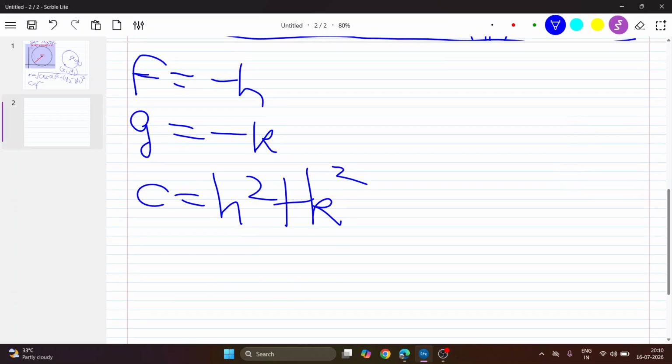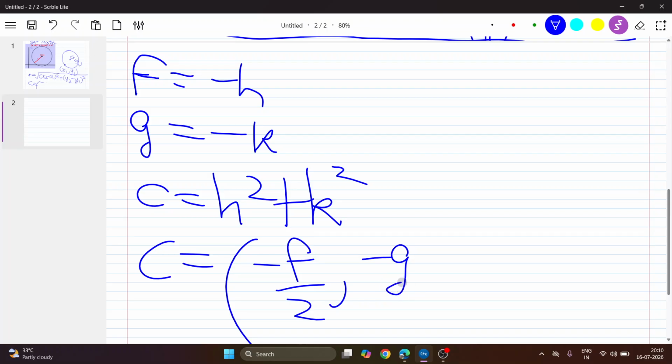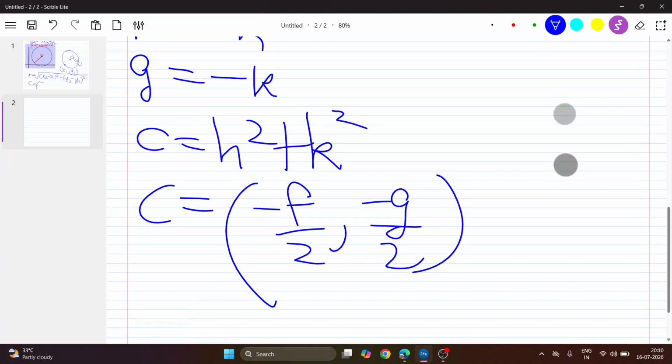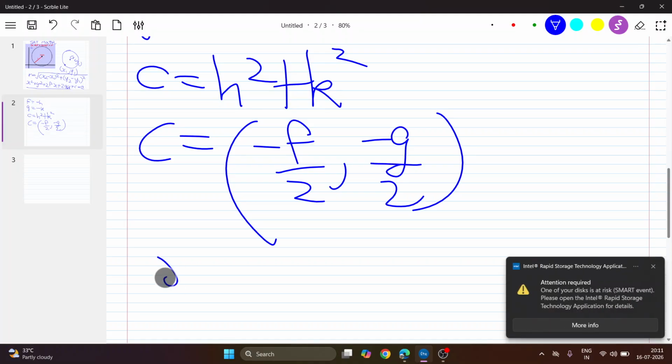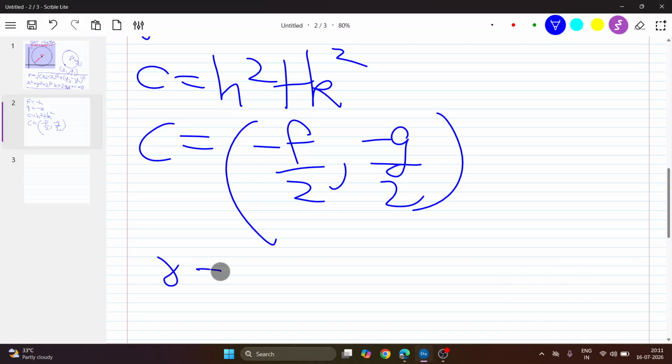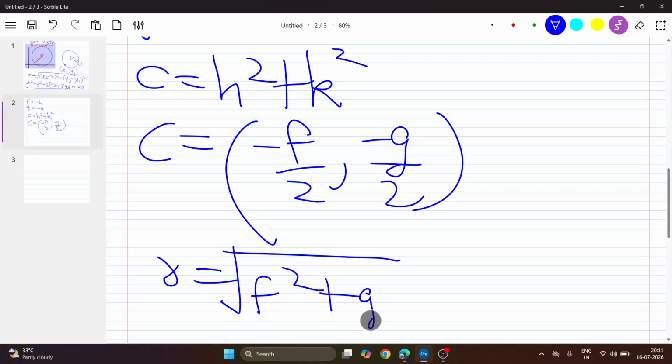And now we have a few formulas. The center is minus f by 2 comma minus g by 2. Okay? So what? Okay, now radius equals the square root of f squared plus d squared minus c.